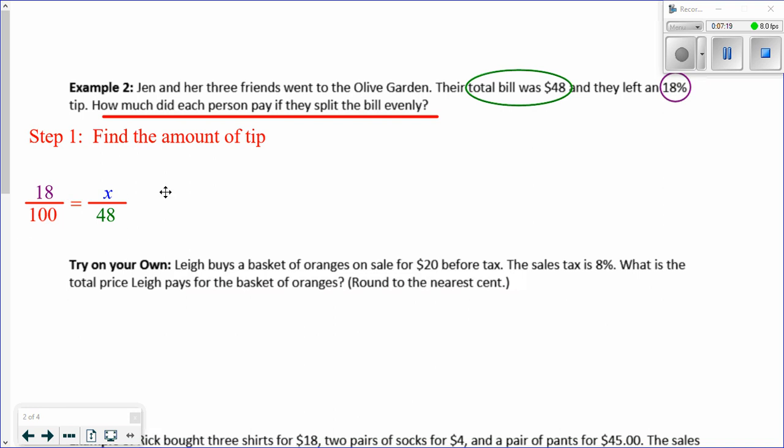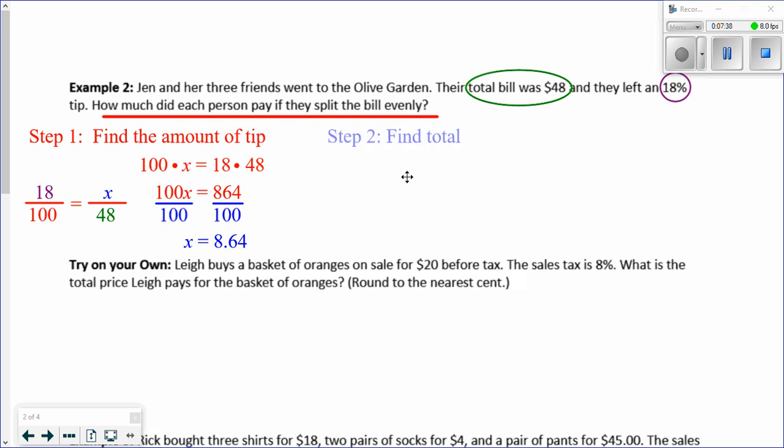So now I'm going to go ahead and cross multiply. So I have 100 times x equals 18 times 48. Multiply that out. So I get 100x equals 864. Divide everything by 100. So I get x equals $8.64. Okay? Step 2 is to find the actual total.